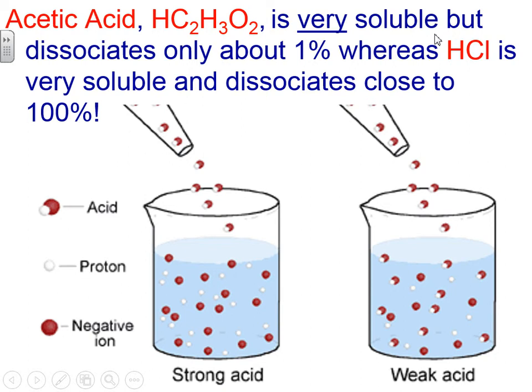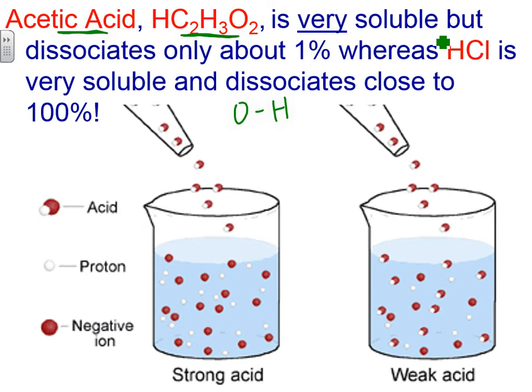Now it's important to understand that acetic acid is very soluble in water. It's actually extremely soluble because it has hydrogen bonding in it. If you analyze this molecule, you see actually it has an OH group as a hydrogen bonding group. So very, very soluble in water. But it dissociates only 1%. So only a very small percentage of the acetic acid dissociates.